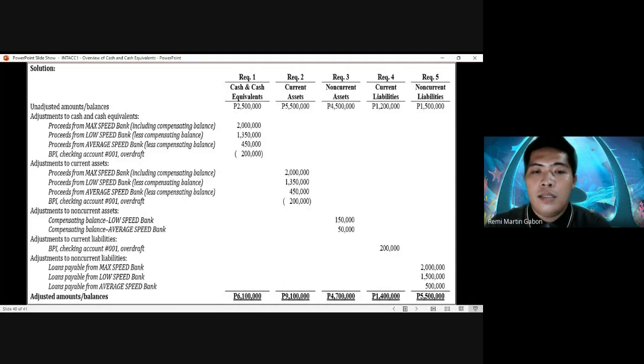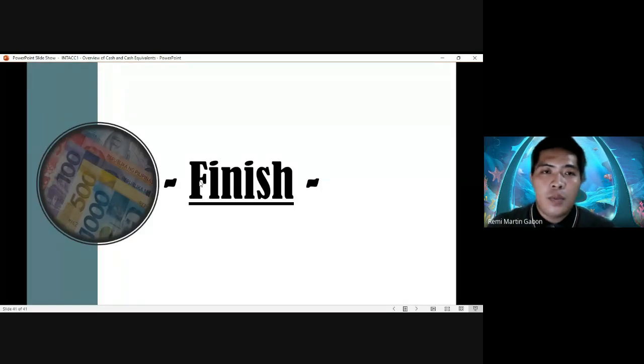Okay? Nagets ako? Can you raise hand? Okay. So if nagets ako, that ends our discussion for overview of cash and cash equivalents.